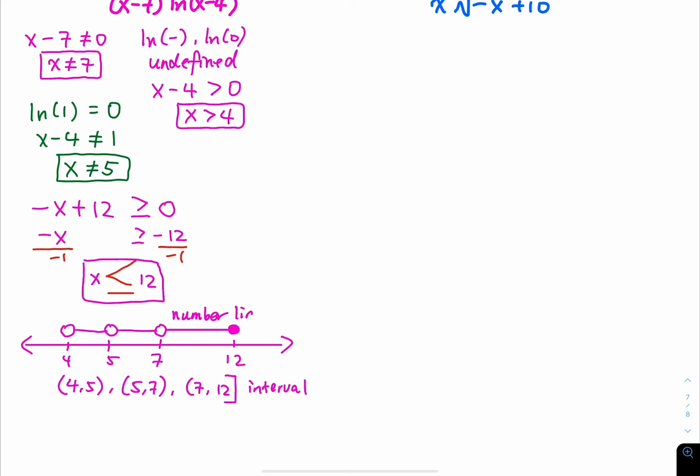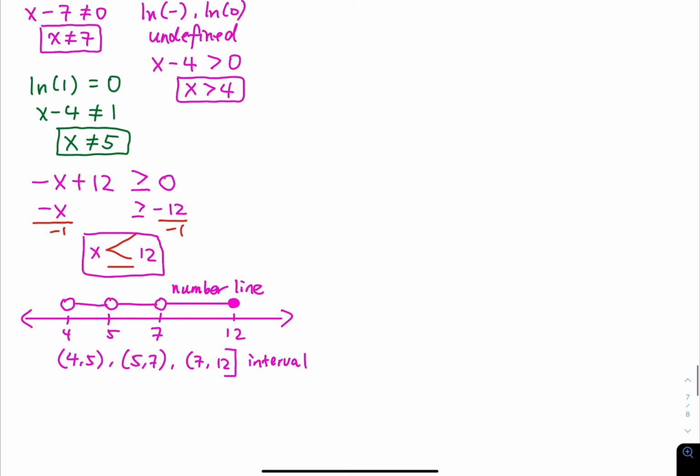You can also use inequality, so that will be x between 4 and 5, and then x between 5 and 7, and then the last one is from 7 to 12. Oh, no equal. From 7 less than x less than or equal to 12. So this is inequality. Either one is fine. Usually on my test, I ask all of them. Okay, so that is the first function.